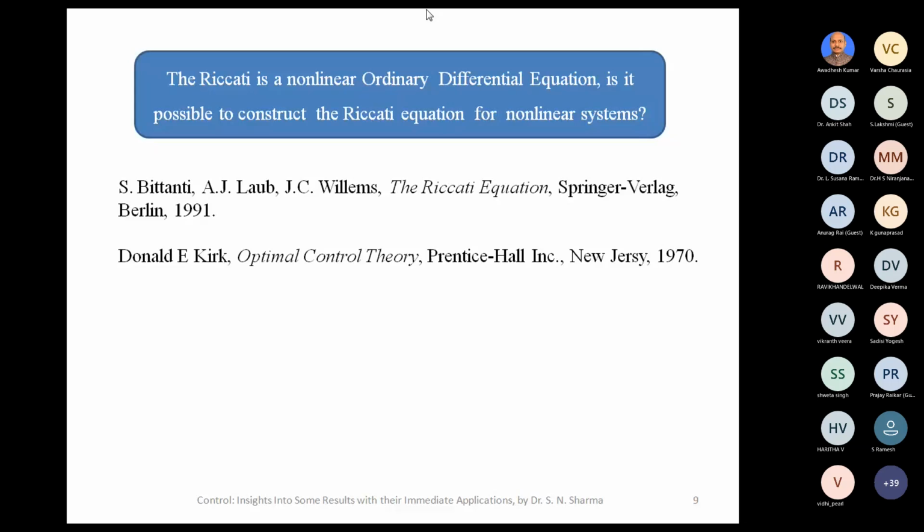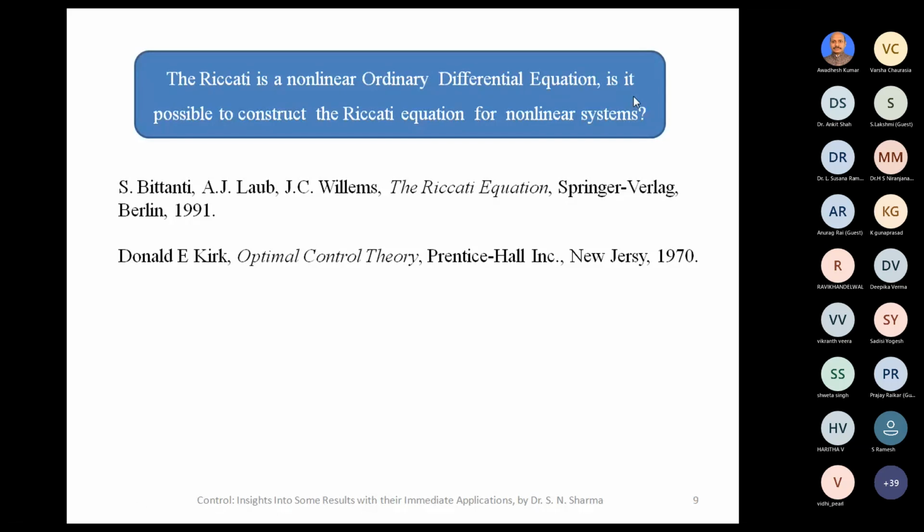So you can see the Riccati equation for the linear case, this is the structure, a nonlinear ordinary differential equation, but where does it come from? What kind of system? It comes from linear systems. For nonlinear systems, you have to design a generalized Riccati equation. Here the word nonlinear is there, but you cannot say that it is useful for nonlinear systems.